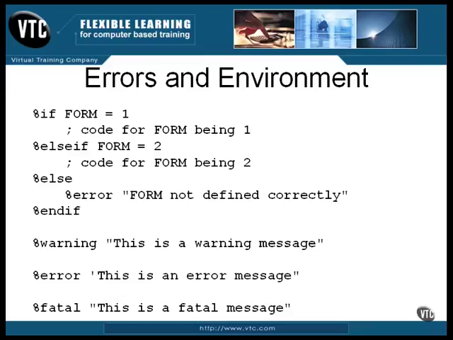The third level is a fatal message. The text of the message is output and the assembly process halts immediately. Now this is useful if the condition that caused the error could cause a continuous stream of error messages.